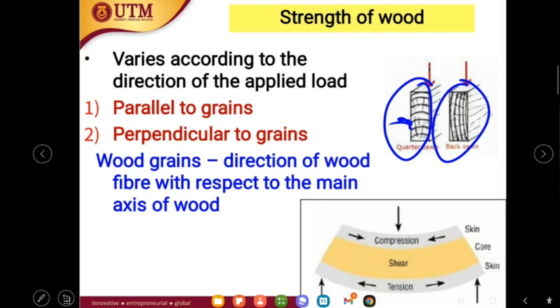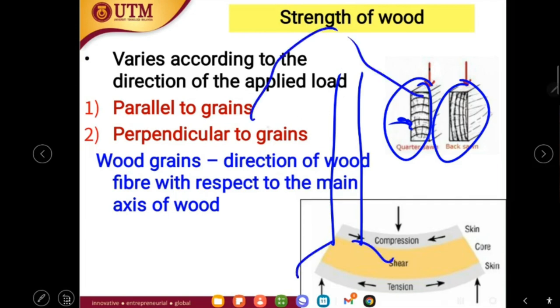The wood grain is the direction of the wood fiber with respect to the main axis of the wood. Take for example, let's say this is your tree. So the main axis is here, right? It's actually here.